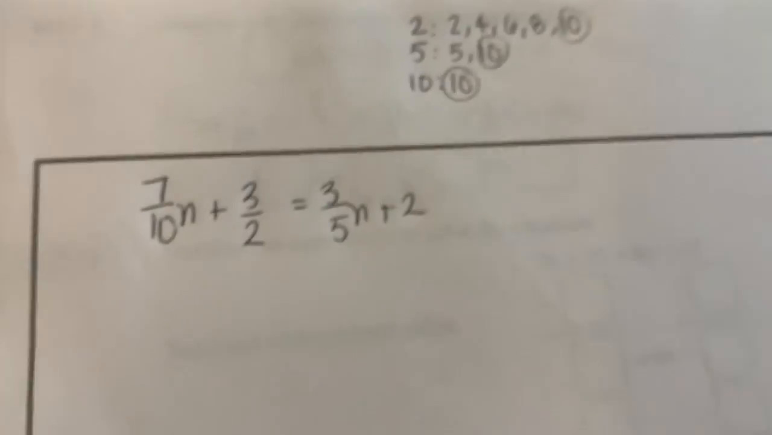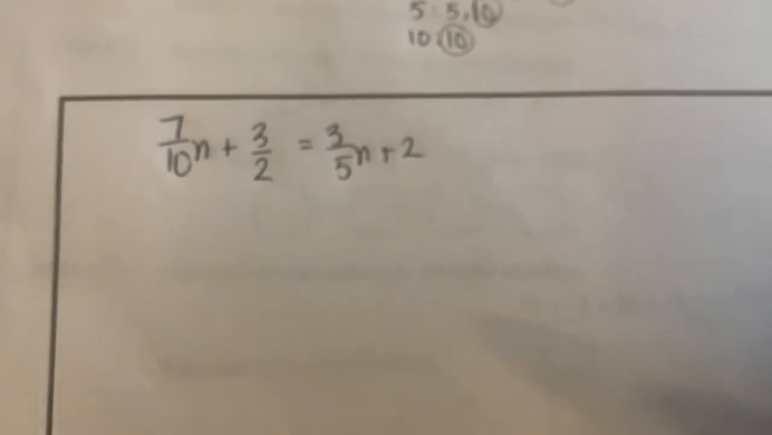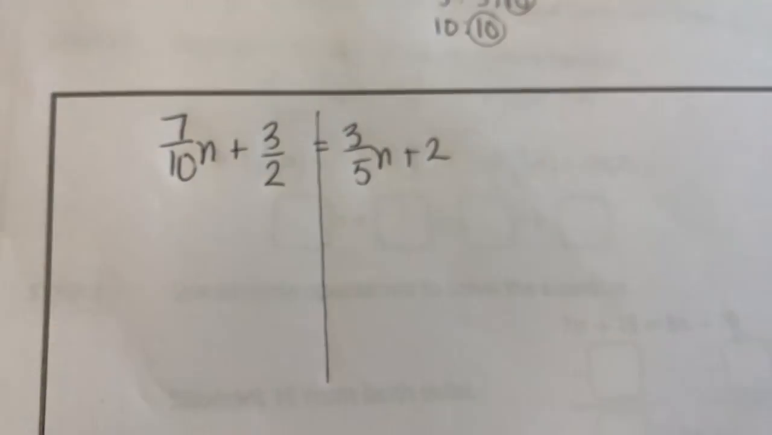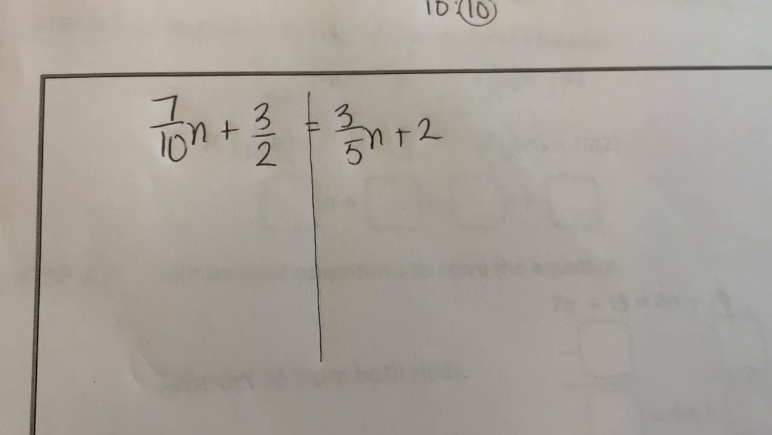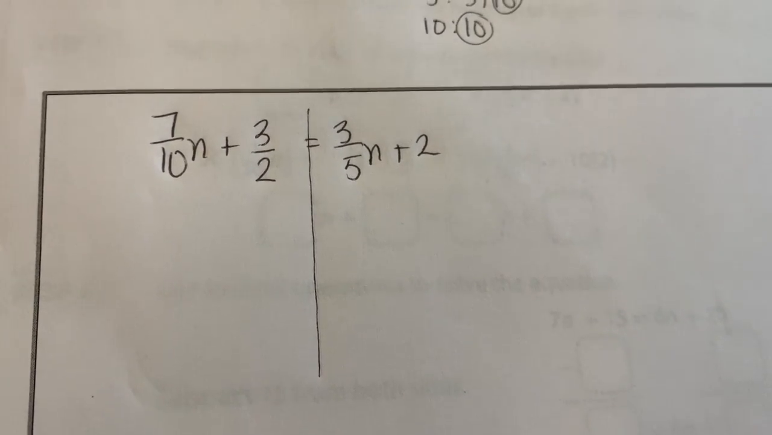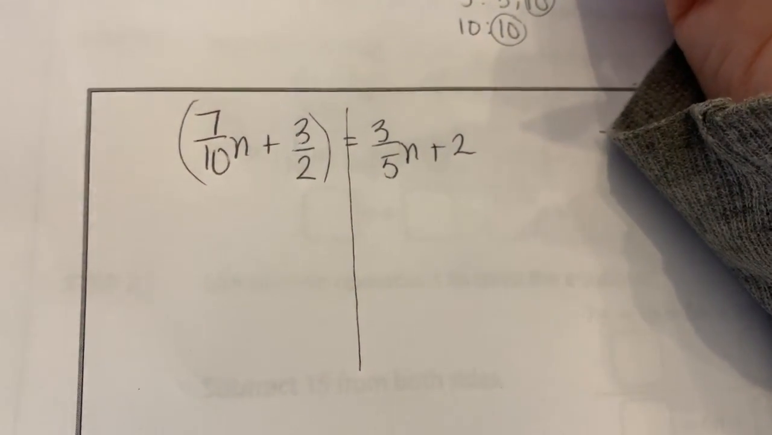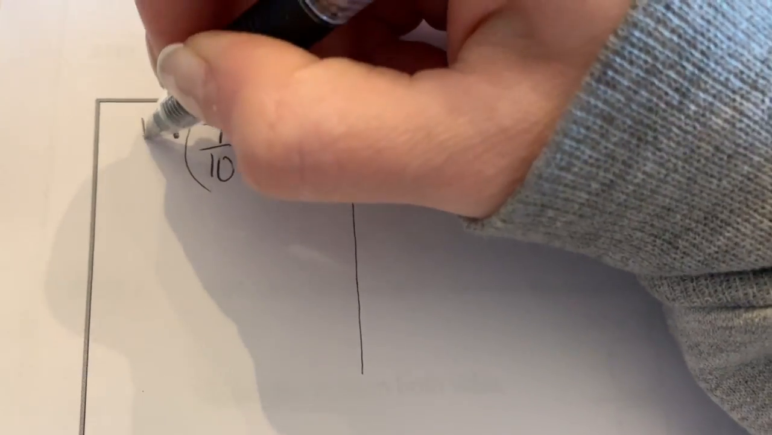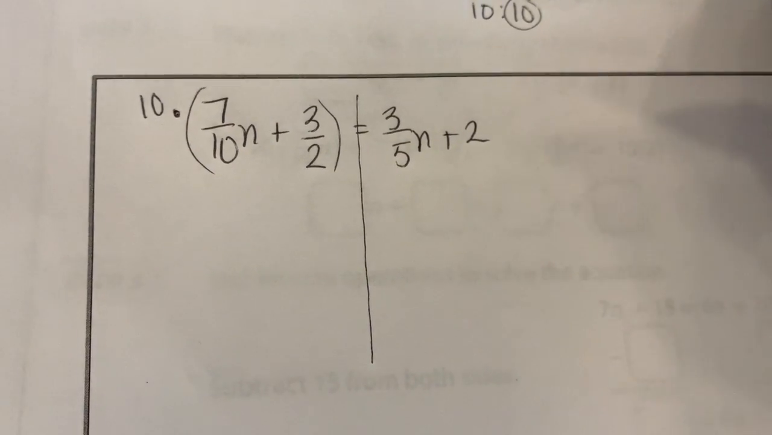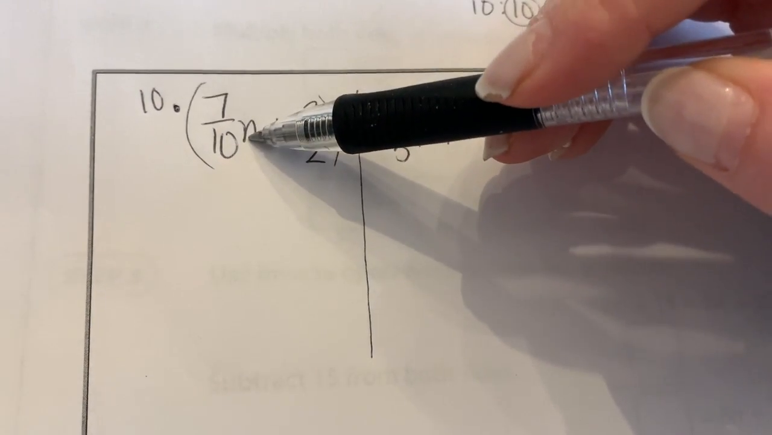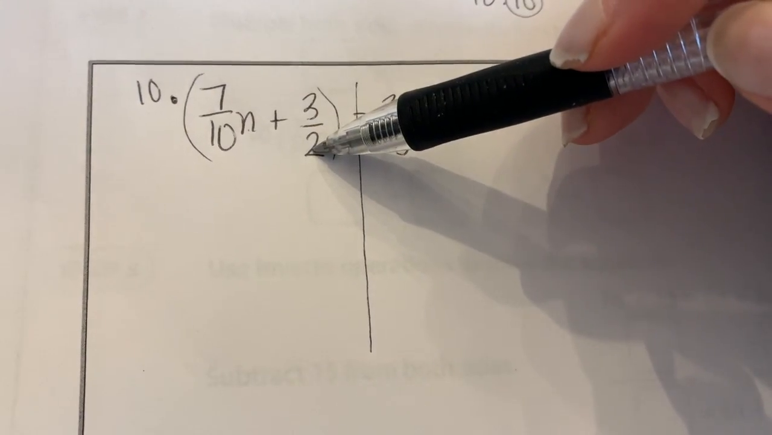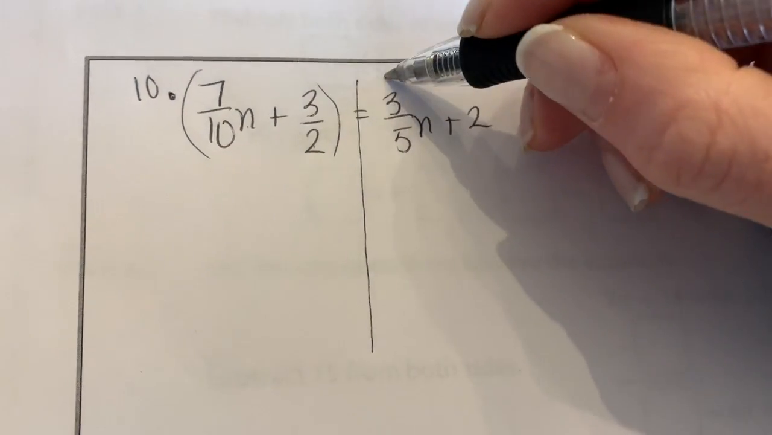Okay, so how do we do this? What we're going to do is separate our equation. We're going to multiply both sides of the equation separately by 10. So we're going to do a big parentheses, and we're going to multiply by 10. That means we are going to multiply the first piece by 10 and the second piece by 10. Okay, same thing goes on this side.